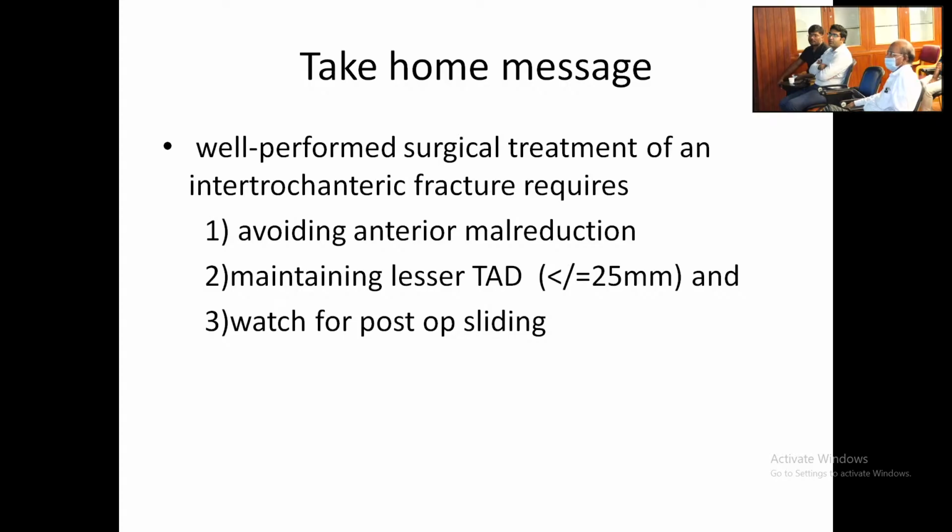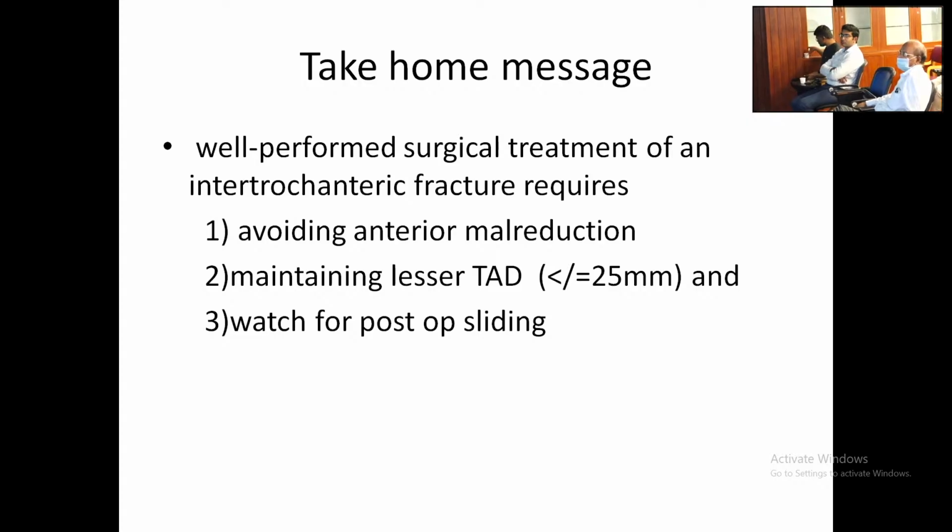If there is overlapping, you give a little more traction. After you reduce it, provisionally fix with a wire anteriorly, just below the anterior cortex or anterior neck, so that it will not displace again. Then you proceed with the procedure. Until you put the guide wires, you have to hold the reduction. Somebody should apply the pressure. Till the fixation is over, you have to maintain the reduction.